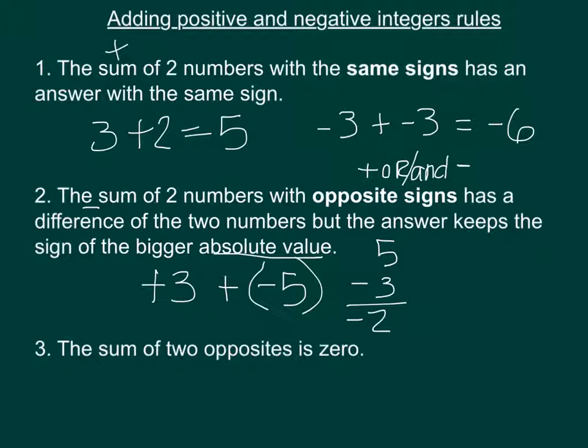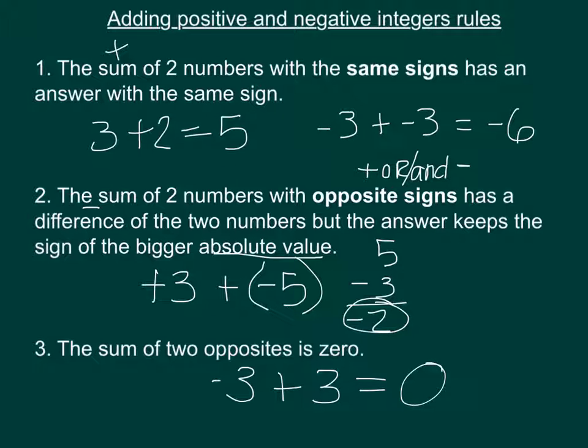My answer is -2. So different signs, opposite signs, I need to subtract the 2 numbers, and then whichever one has a bigger absolute value, this case it was 5, you take the sign of that number. And the third rule is the sum of 2 opposites is 0. Therefore, if you have -3 plus +3, you're going to have 0.